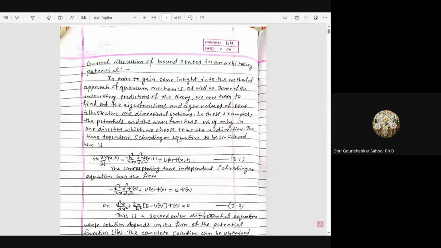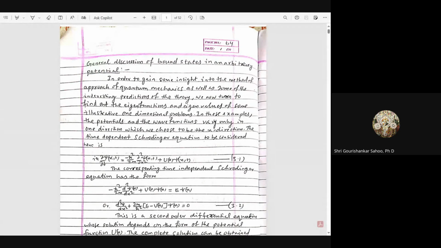So let us discuss a bound state problem in an arbitrary potential. In order to gain some insight into the method of approach of quantum mechanics, as well as some of the interesting predictions of the theory, we now turn to find the eigenfunctions and eigenvalues of some illustrative one-dimensional problems. In these examples, the potentials and wave functions vary only in one direction, which you choose to be the x direction.